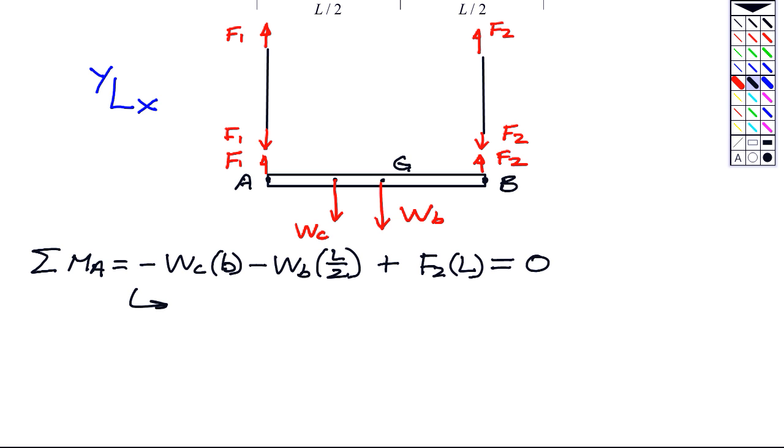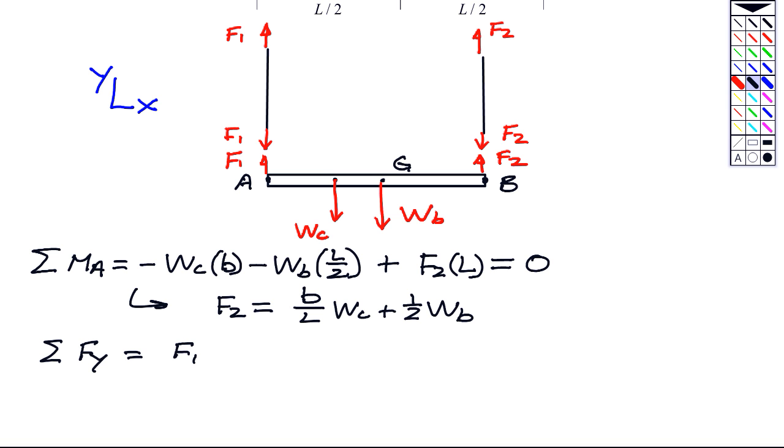So from this, we're able to extract that the load in rod 2 is B over L, that ratio, times the weight of the crate, and half of the weight of the bar. That's just the way the equilibrium analysis works out. When we sum forces in Y, we have F1 plus F2 minus the weight of the crate minus the weight of the bar. For equilibrium, that is a 0.